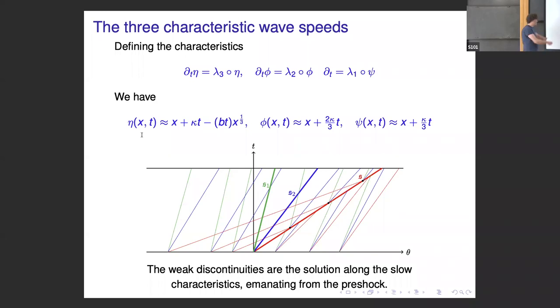And you don't have to deal with any losses of derivatives or anything like that. And then you just define the curve. But when you have these weak discontinuities, you have limited regularity, you have to cross things and be very careful.